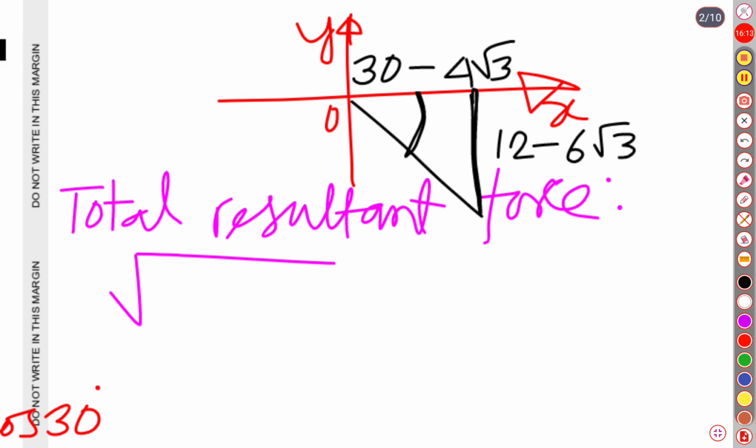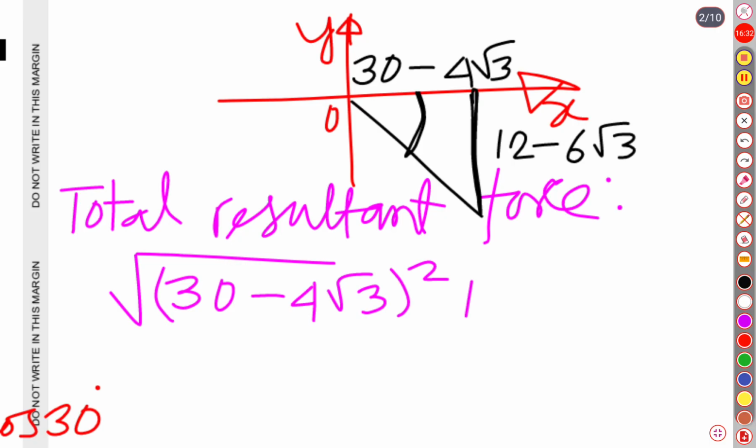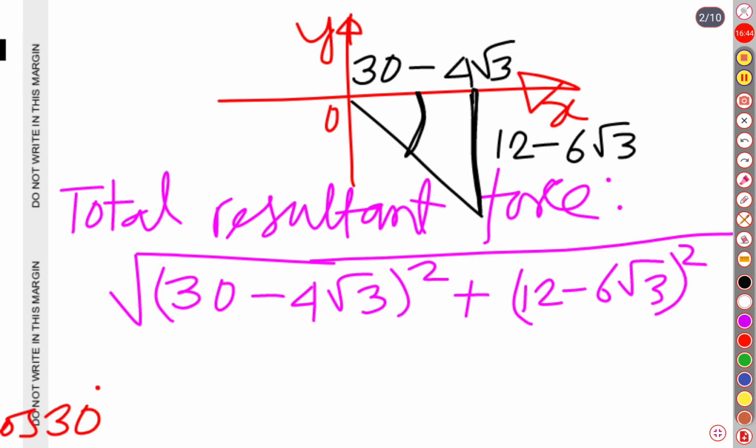So the hypotenuse, which means the resultant force, is the x component squared, 30 minus 4 square root of 3 squared, plus the vertical component squared, 12 minus 6 square root of 3 whole squared. Let us use our calculator.